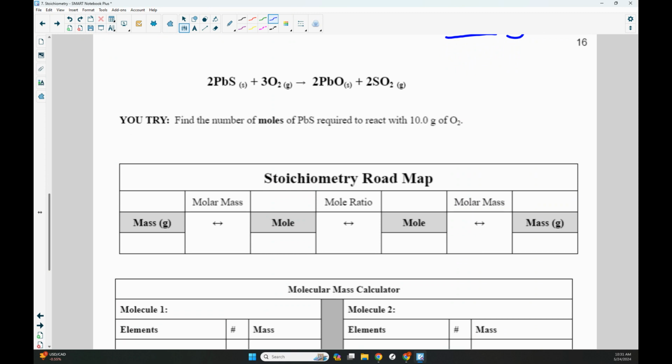Welcome back. For the You-Try, we're using the same equation, but the question is different, so let's read the question carefully. We are trying to find the number of moles of PbS that are required to react with 10 grams of oxygen. So the parts of the equation that we're interested in now are both of the reactants: lead sulfide and oxygen.